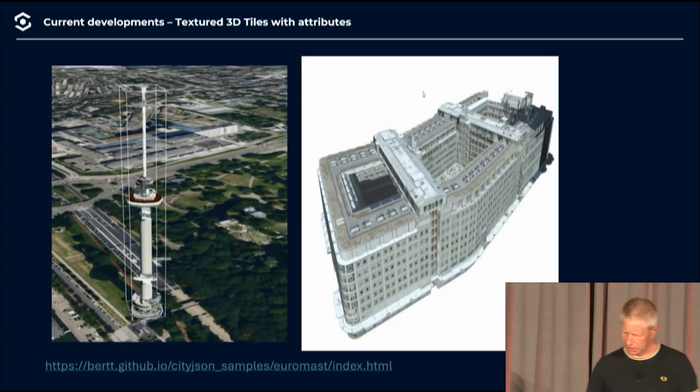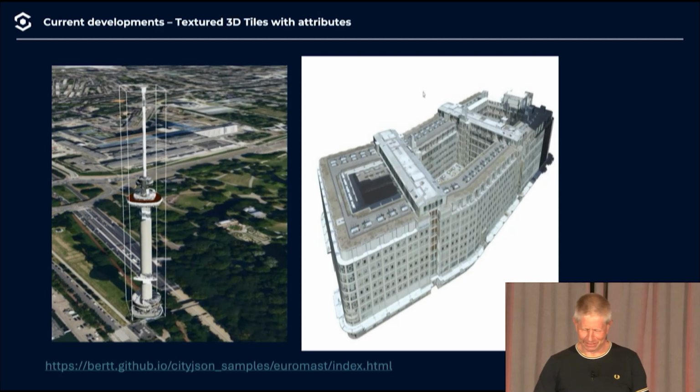Another development is textures and 3D tiles. This is CityJSON with textures. CityJSON is CityGML, maybe you know it, but better because it's JSON. And this is from Rotterdam. They have a lot of these textured buildings, so we are playing with that. And the nice thing, we can also add the attributes now with the metadata extension.